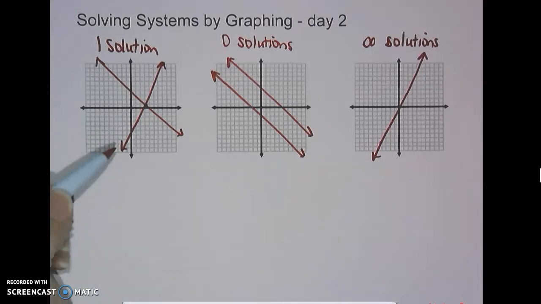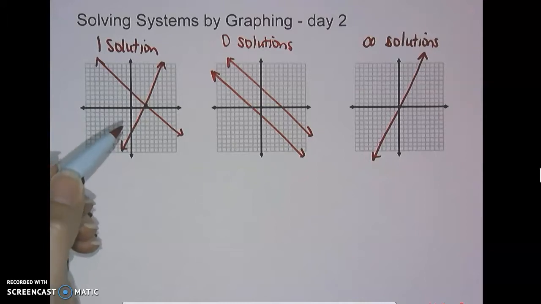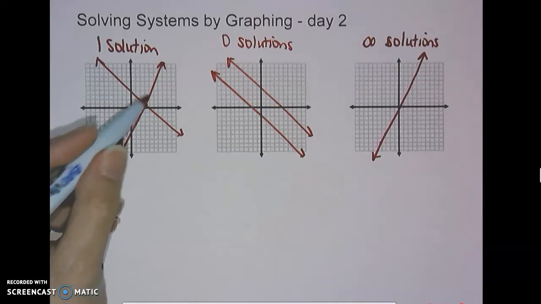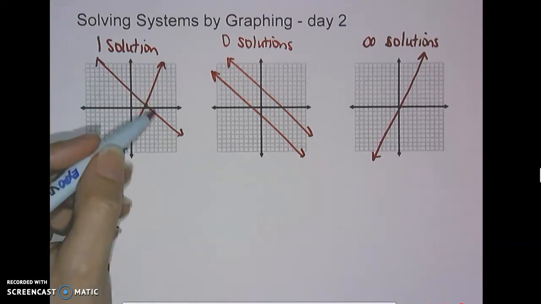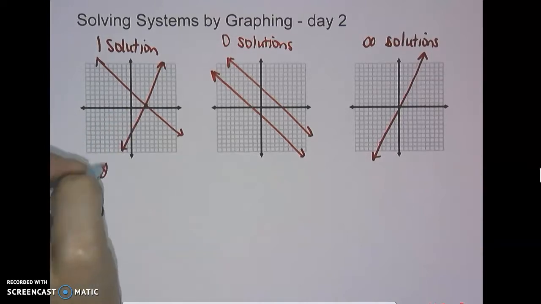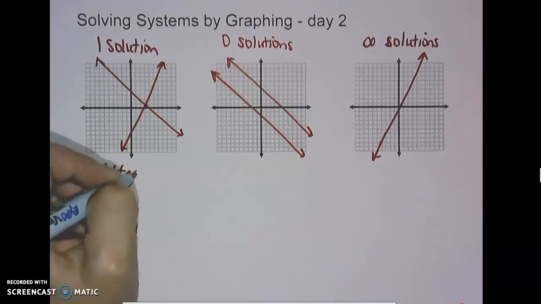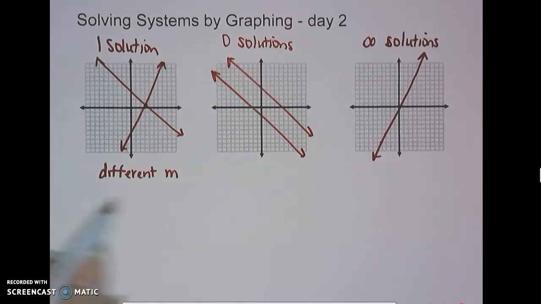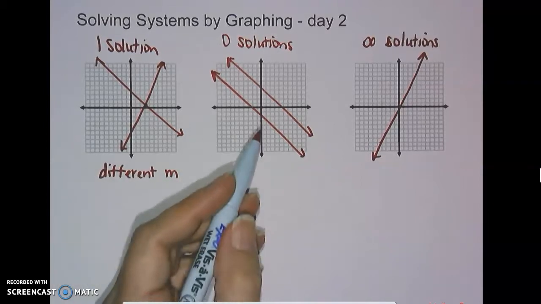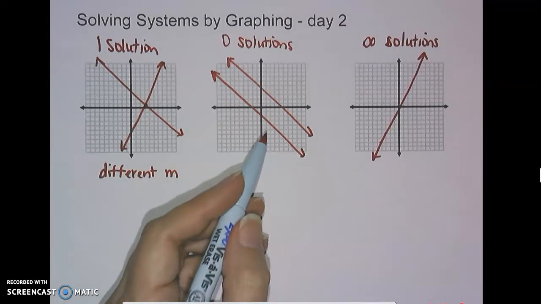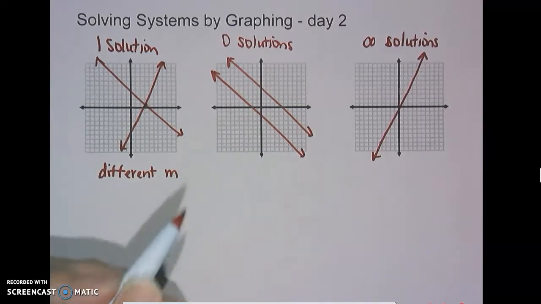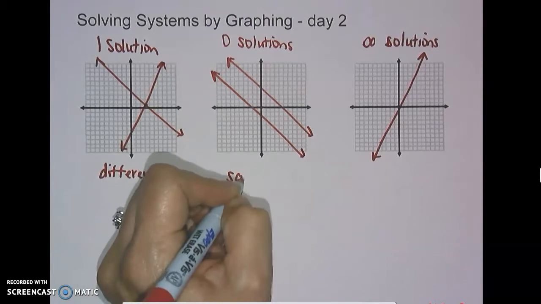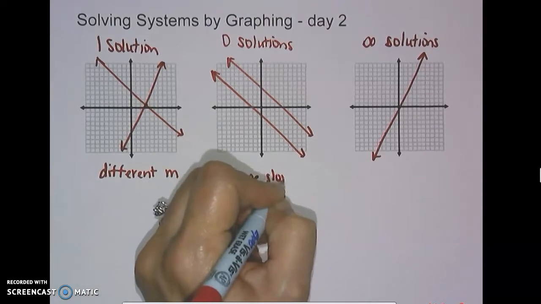So let's talk about when these would happen. If they have one solution, that means they're going to cross somewhere, which means we're going to have different m values, different slopes. If they have different slopes, they're going to cross somewhere. Parallel lines, for no solution, parallel lines. What do we know is true for parallel lines? They're going to have the same slope.